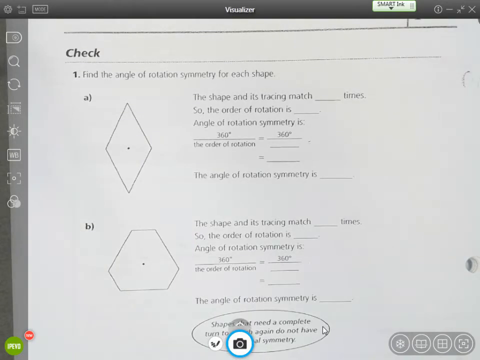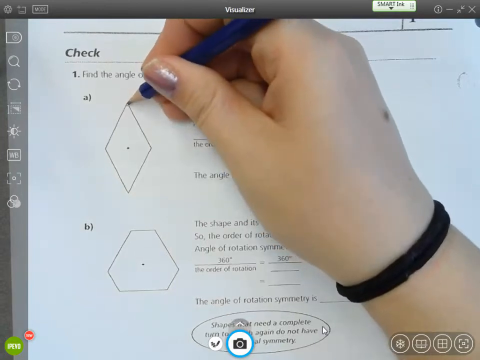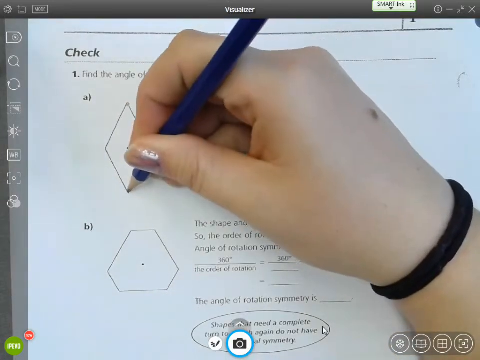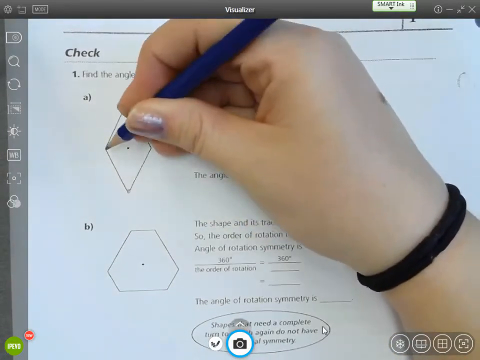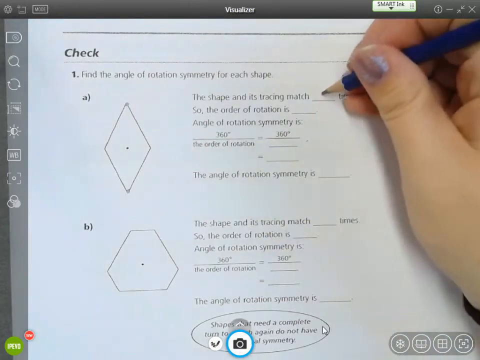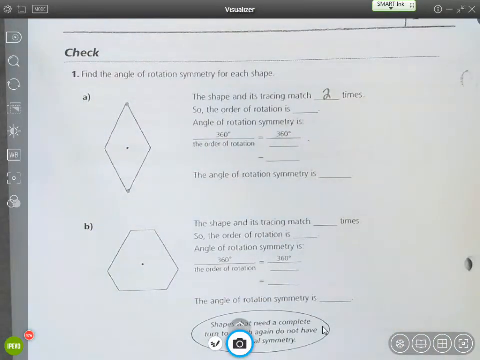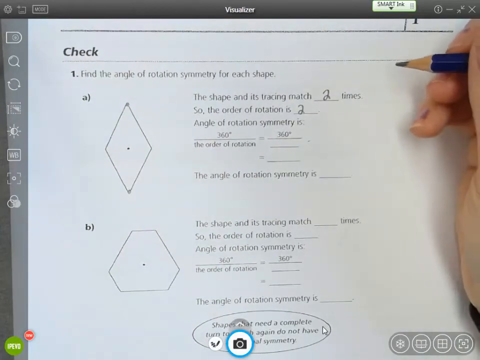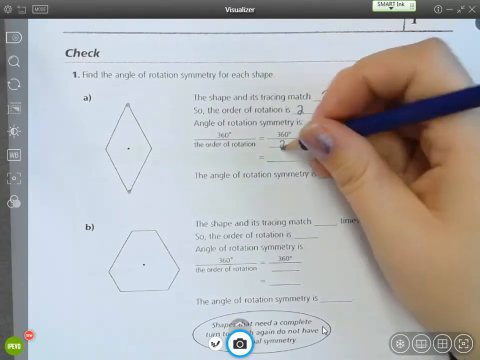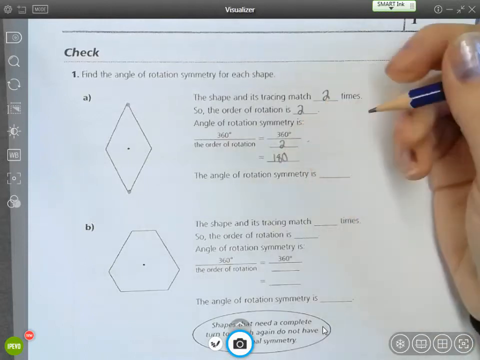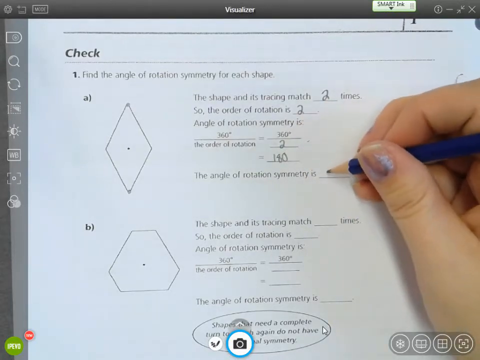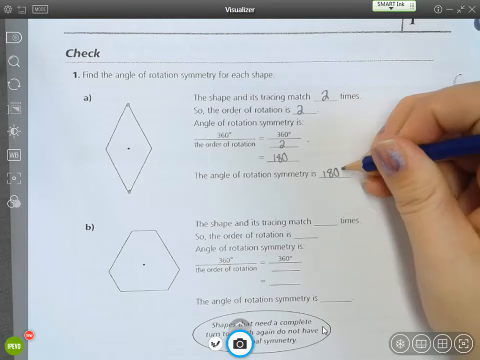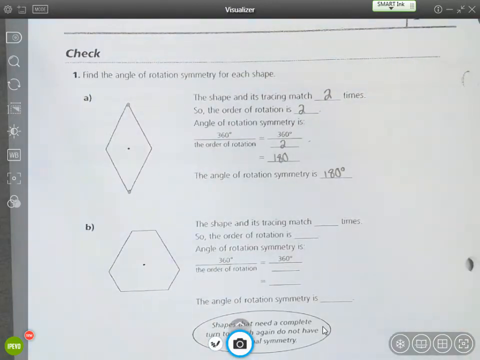The shape and its tracing match. So if this were to be spun, it does not meet there, but it would match down here. So 1, and back at the original, 2 times. So the order of rotation is 2. So I'm going to say 360 divided by 2, which equals 180. So the angle of rotational symmetry is 180 degrees.